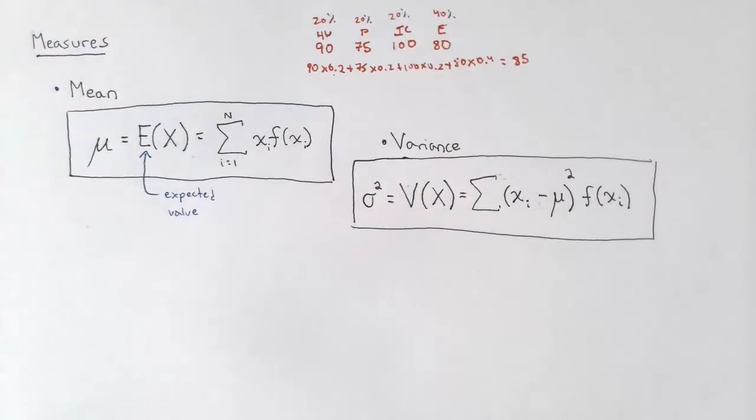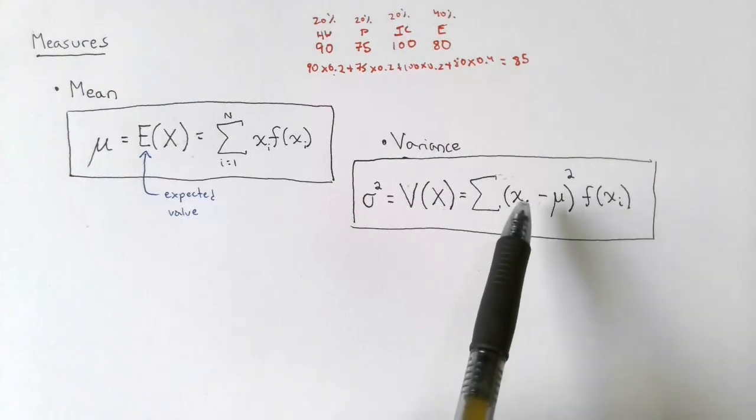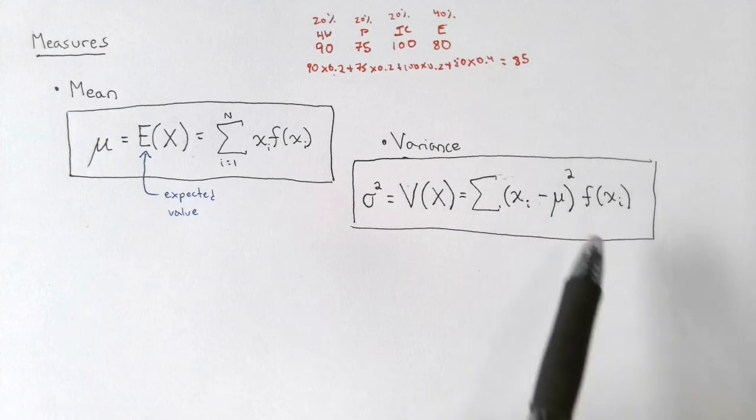Now, why do you think that square is necessary? Why is it necessary to square these values? Any ideas? So what happens if you don't square it? For example, I just take any value and subtract the mean from that value.